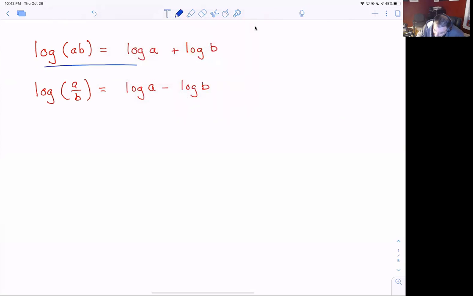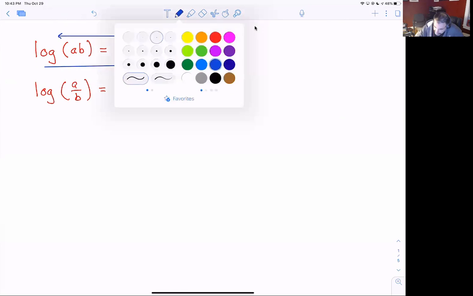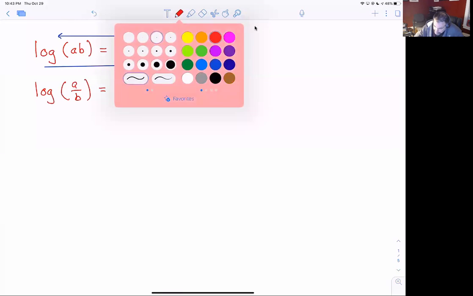We can turn one logarithm with multiplication into two logarithms with addition, but we could just as easily turn two logarithms with addition into one logarithm with multiplication, okay? It works in both directions. The same is true for the division subtraction one.